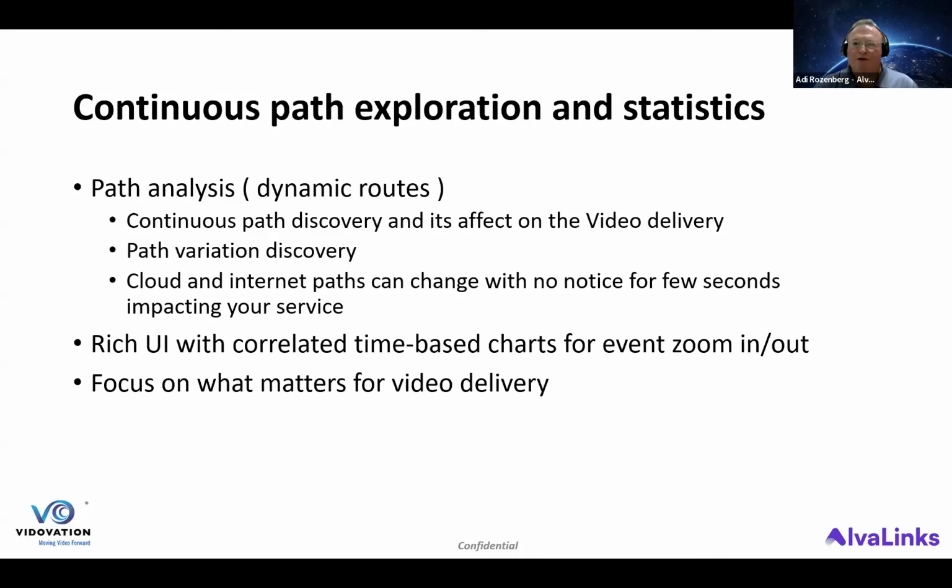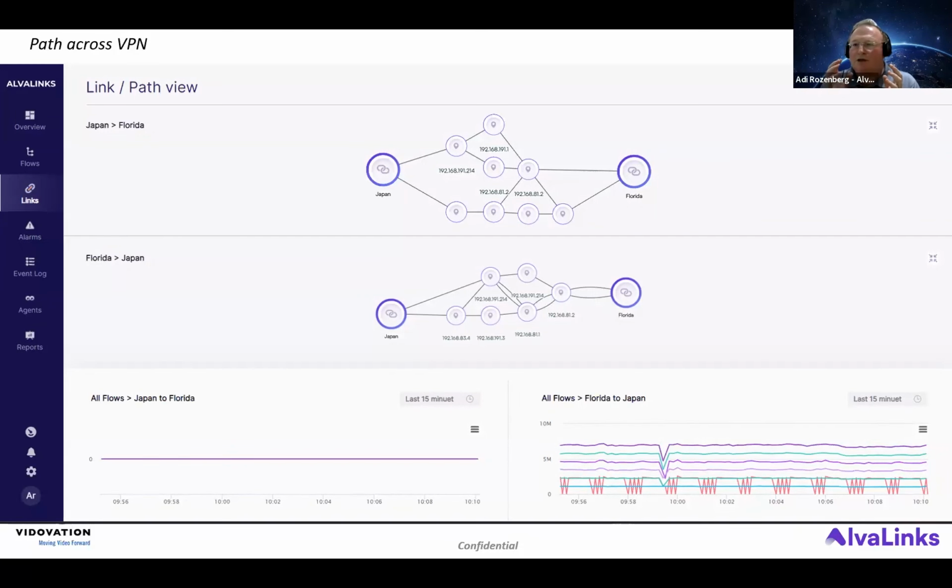So what we provide at the end of the day is a rich UI with correlated time-based charts for doing event zoom in and out. You can see real-time data and historical data. We focus on what matters for video delivery. What are the problems that you need to be aware of? Now, we don't talk in video lingo. We try to talk in IT lingo, because at the end of the day, IT problems will be solved by the IT teams, the service providers, and the cloud providers. They understand IT talk, but we need to give them accurate information so that they will understand. We can't tell them we have black frames. They don't understand what a black frame is, or what causes it.